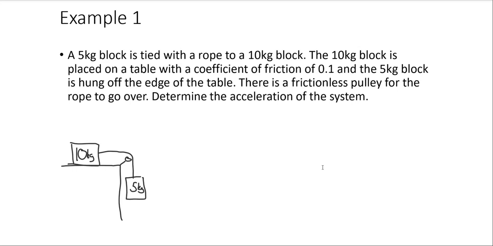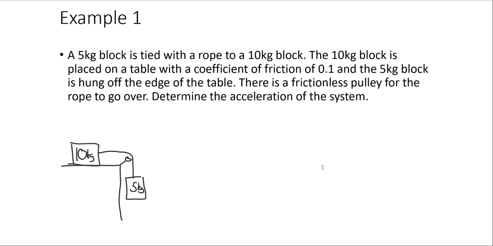Good morning, class. Today we're going to continue with some more examples of what to do with connected masses. So what we have here in our first example actually looks very similar to the examples that we were doing in our last set of notes. We have our 5 kilogram block tied to a 10 kilogram block. The 10 kilogram block is placed on a table and the 5 kilogram block is hung off the edge.